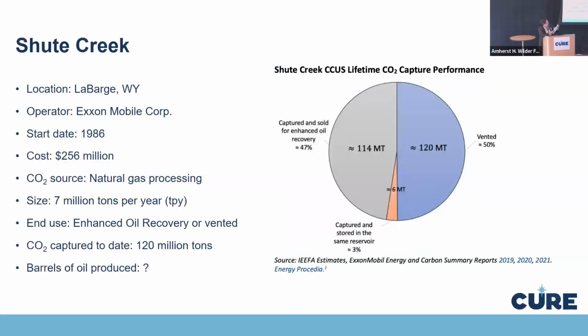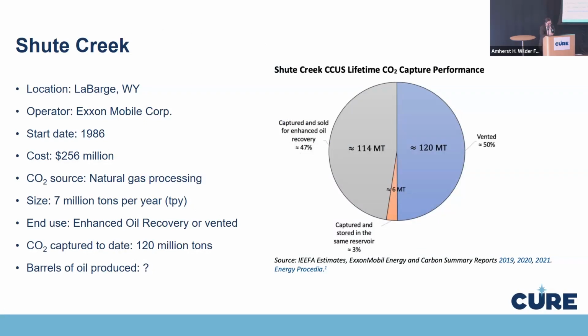So I'm going to go into my quick, I think I'm doing all right on time. We're going to go into a quick case studies. So the first one is Shute Creek. I mentioned it earlier. This is located in LaBarge, Wyoming. The operator is ExxonMobil. It first became operational in 1986, and it cost $256 million total. The first section was about $170 million, and then they expanded in 2010, and that was another $86 million.